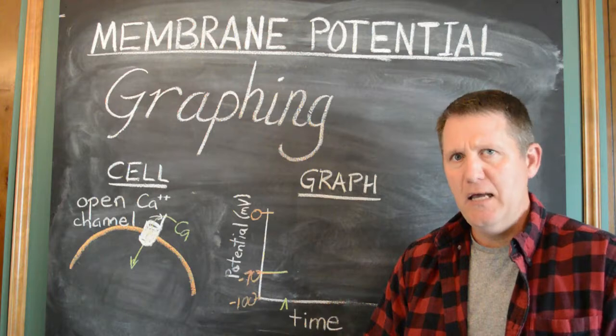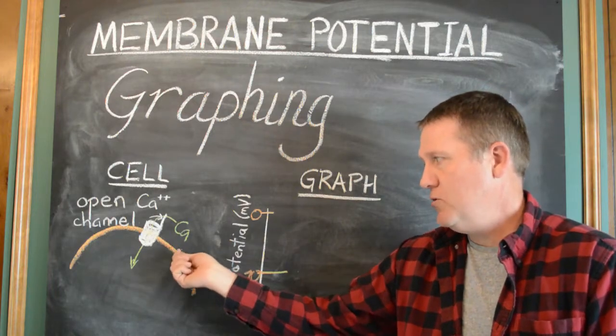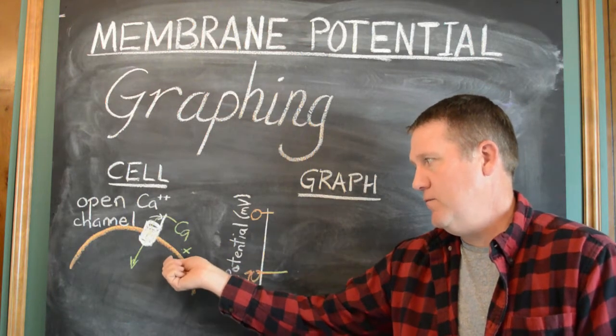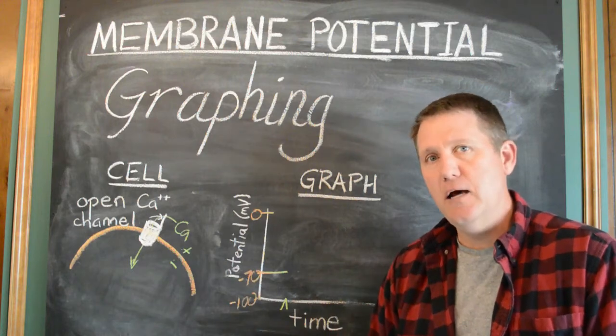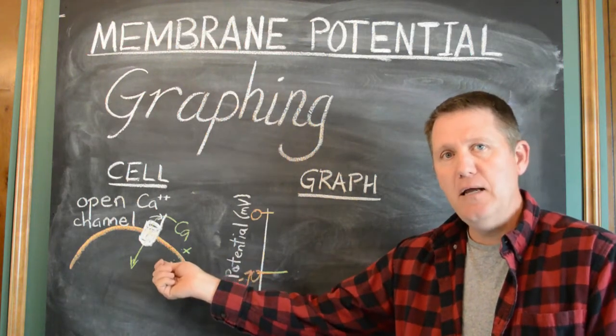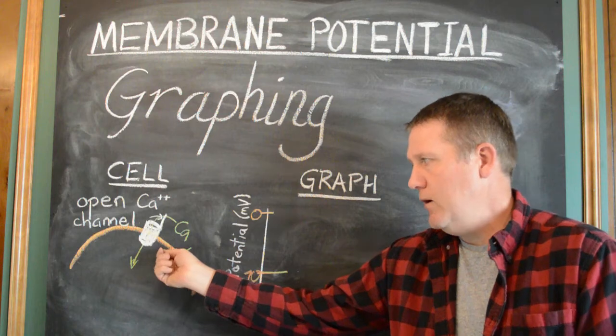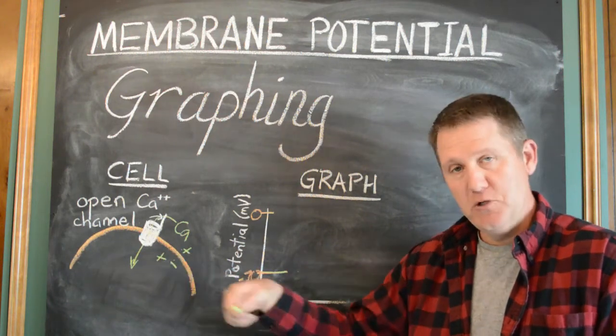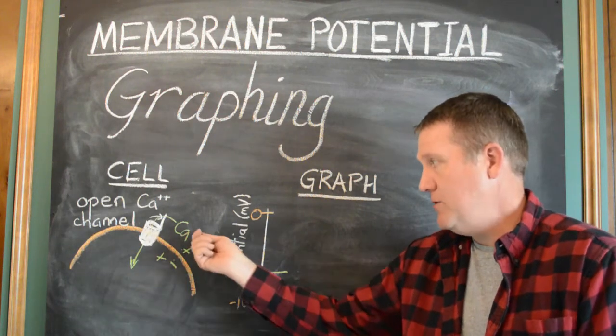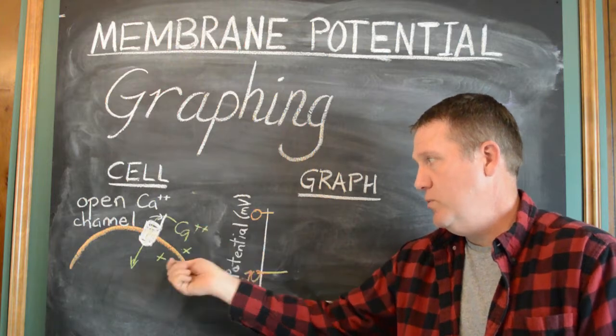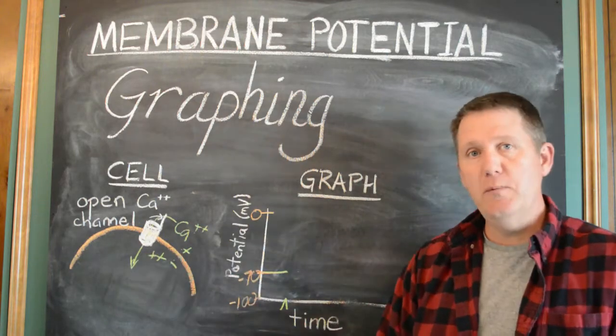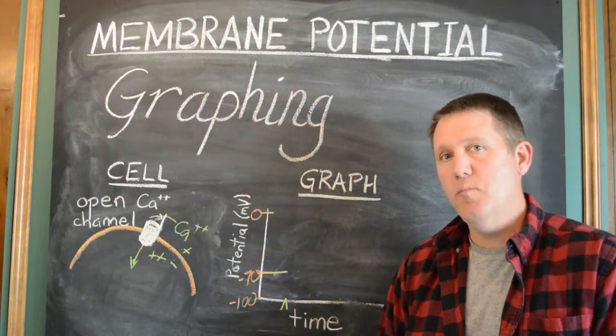So our next question is, how does that affect the charge across the membrane? Because we had a positive outside, negative inside. What does that do to the inside of the cell? It would make it more positive because it's bringing positive ions in. And calcium with a 2+ charge is pretty powerful, so the cell becomes more positive.